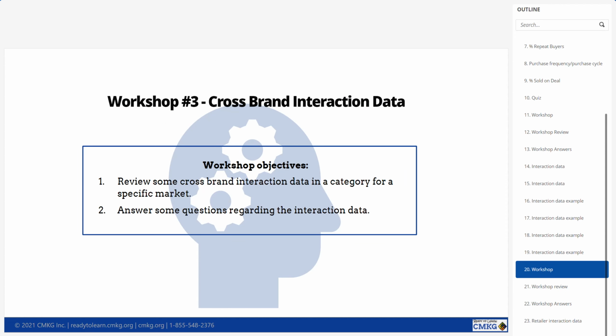We will now move into the cross-brand interaction data workshop. Please find this workshop in the Resource Materials section for this course. In this workshop, you will review some cross-brand interaction data for the paper towel category and answer some questions associated with the data.